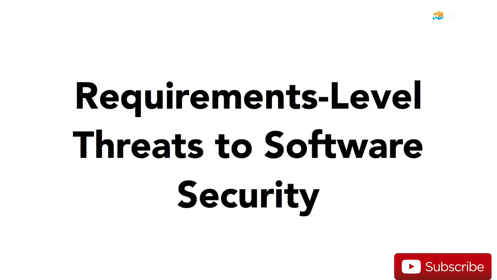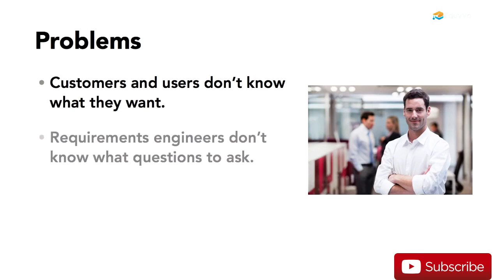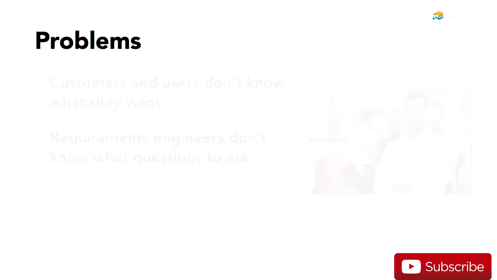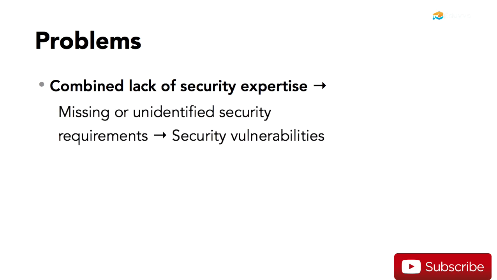You need expertise in requirements engineering as well as information system security, which is often a rare combination. The biggest problem is that customers and users also don't know what they want with respect to security. On the other hand, requirements engineers don't know what questions to ask to elicit security requirements. This combined lack of security expertise leads to missing or unidentified security requirements. These unaddressed security requirements, in turn, result in security vulnerabilities.